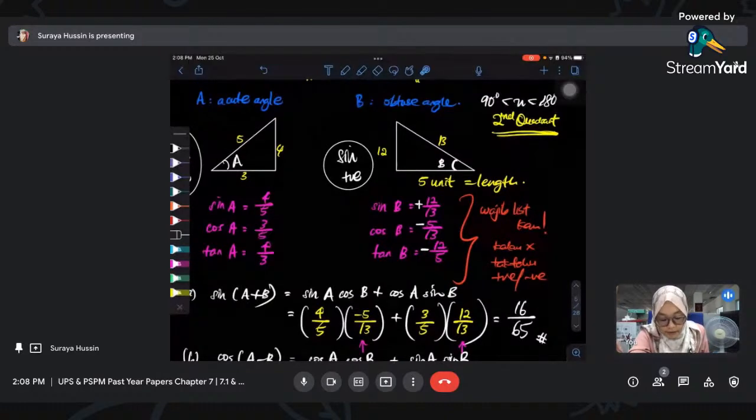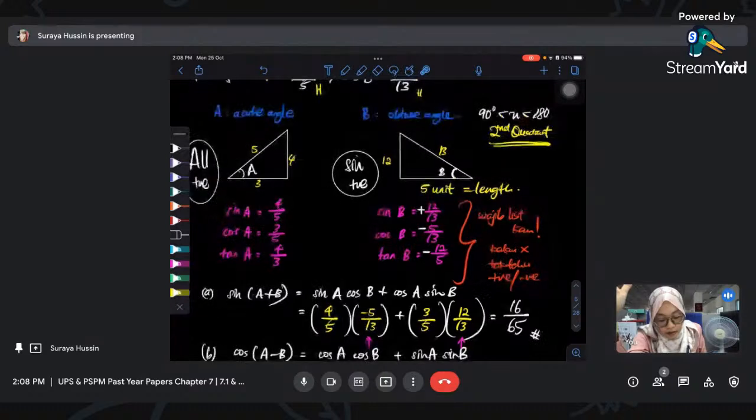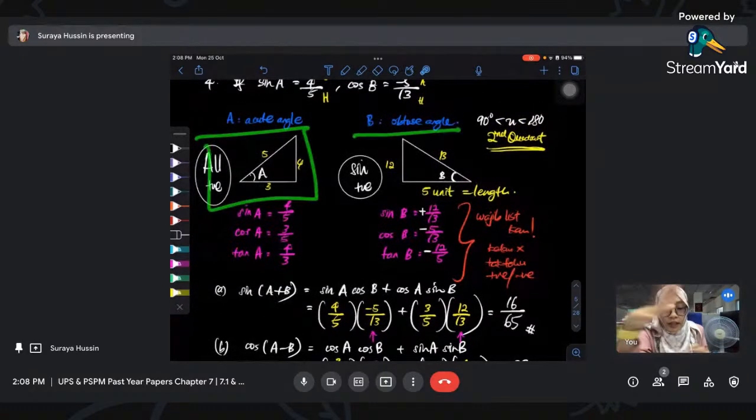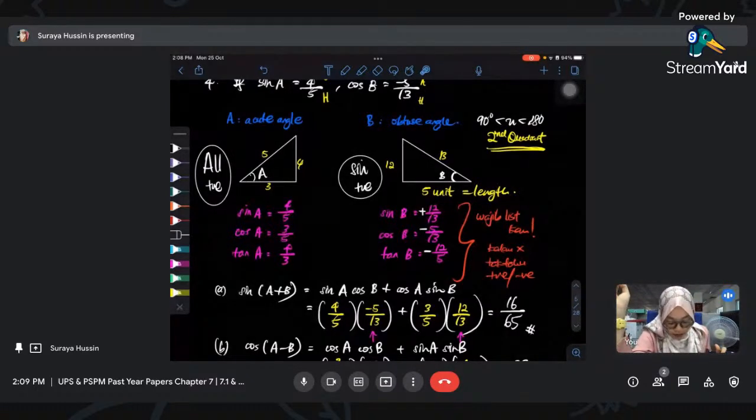While here is the first quadrant. Okay, so take note over there. You mesti correct at the first step. Kalau kamu salah first step, memang habis hancur lah semuanya. That's how mathematics works, and especially dalam calculation. So now let's go to number 5.